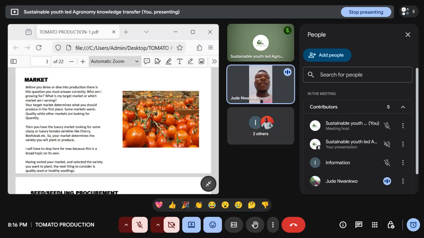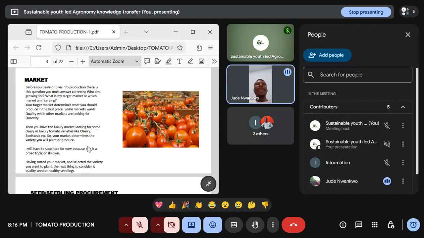So let's look at the slide. Before you dive into production, there is a question you must answer correctly: who am I growing for? What is my target market, or which market am I serving? It therefore means that before you even go into production, you need to sort out your market first.